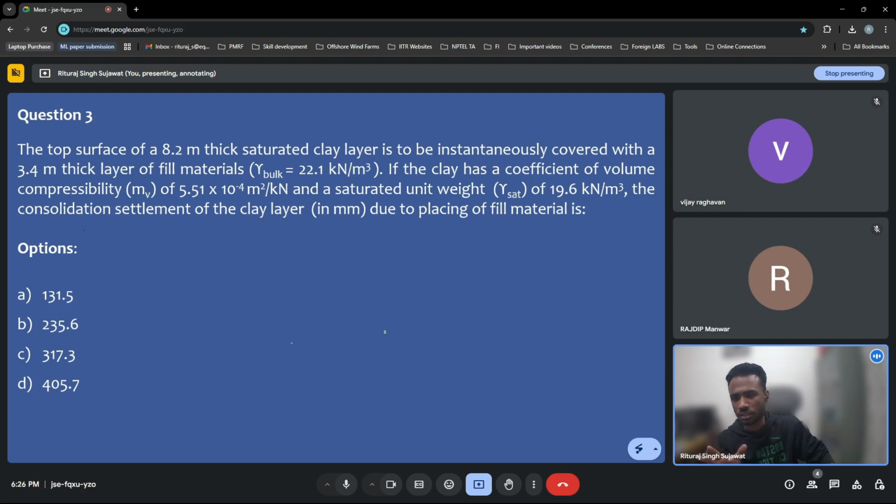So the question is there in front of you. The top surface of an 8.2-meter thick saturated clay layer is to be instantaneously covered with a 3.4-meter thick layer of fill materials. The gamma bulk is 22.1 kN per meter cube. If the clay has a coefficient of volume compressibility of 5.51 into 10 to the power minus 4 meter square per kilonewton and a saturated unit weight gamma sat of 19.6 kN per meter cube, find the consolidation settlement of the clay layer due to placing of fill materials.